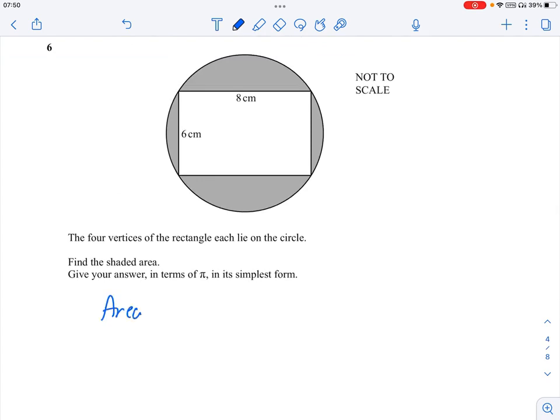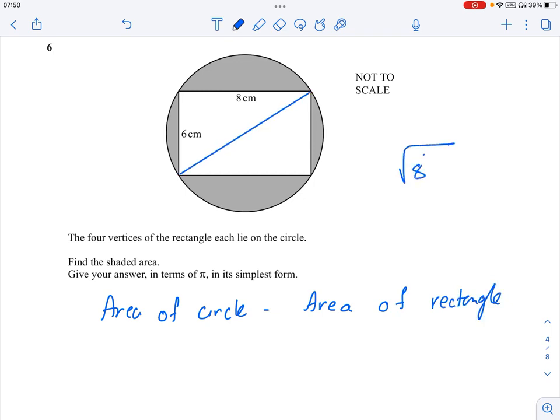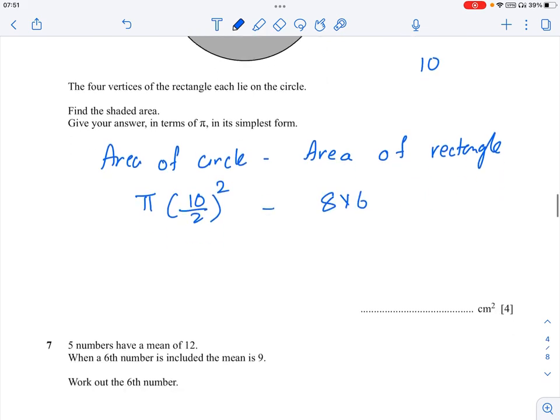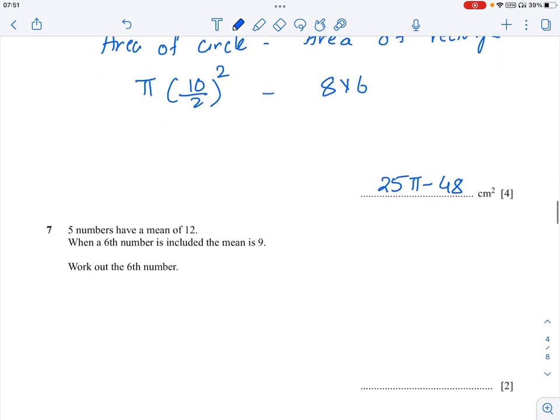He's asking us to find the area of the shaded region. The area of the shaded region is the area of the circle minus the area of the rectangle. For the area of the circle, I need to know the radius. So join the diagonal, that's going to be the diameter, square root of 8 squared plus 6 squared, which is 10. So the area of a circle is pi r squared, the radius is 10 upon 2, whole squared, minus the area of the rectangle, which is 8 times 6. So that is 25 pi minus 48, because he's asking in terms of pi.